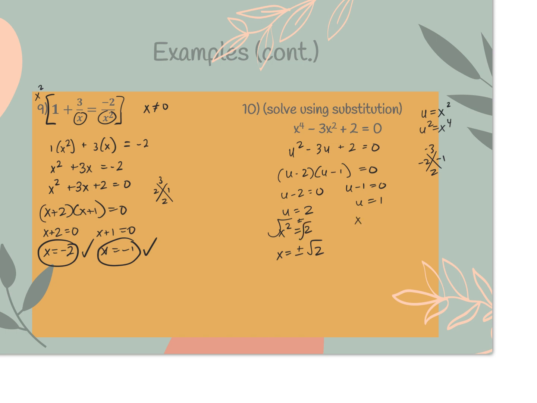And x squared equals 1. So x equals plus minus square root of 1, which is plus minus 1. So here are our 4 solutions. Again, the x is not in the denominator in number 10, so I don't have to check for extraneous solutions in this one.